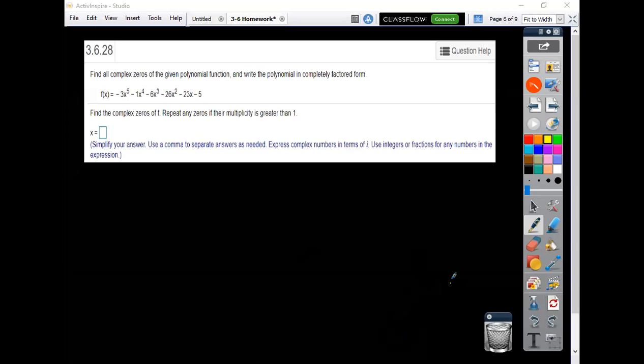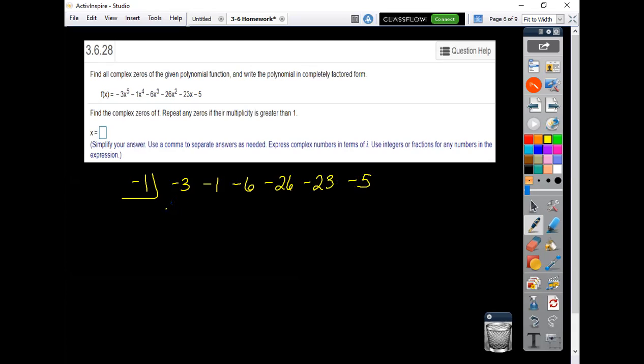All right, let's divide those 3 out of here. Synthetic, if you will; long, if you would rather, but I'm going to use synthetic. I had the negative 1s. Let's see if I can do this without a mistake this time. Negative 3, negative 1, negative 6, negative 26, negative 23, negative 5, all my coefficients from the original polynomial. First term comes straight down. Negative 3, multiply, positive 3, add straight down. Negative 1 times 2, negative 2, add straight down. Negative 1 times negative 8, positive 8, add straight down.